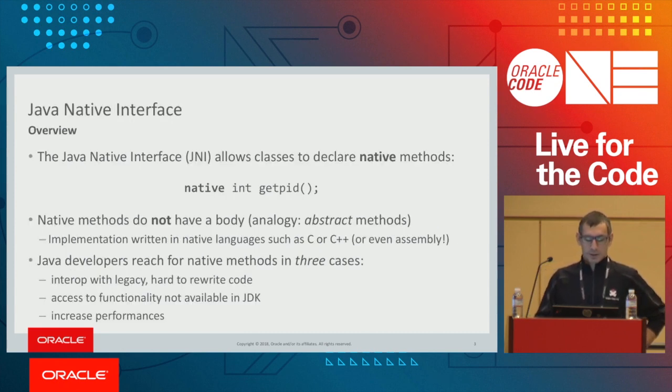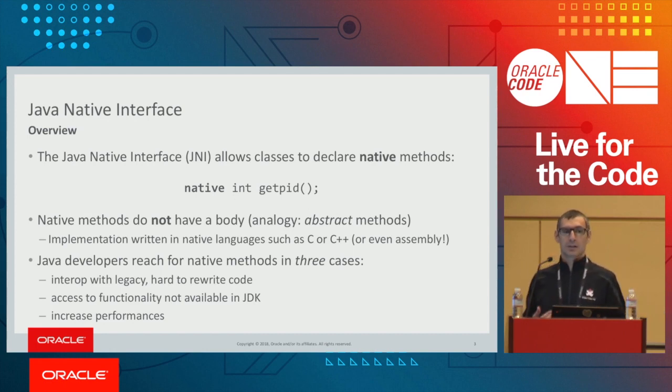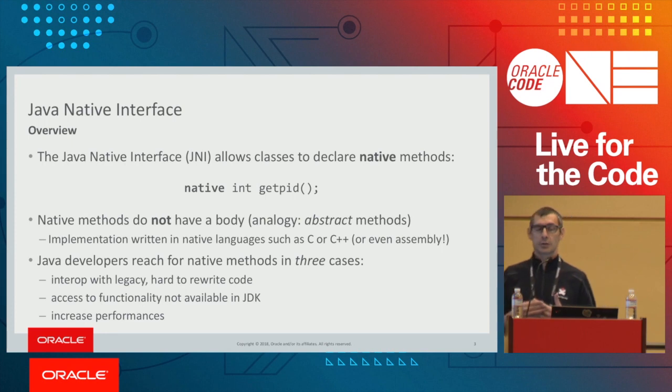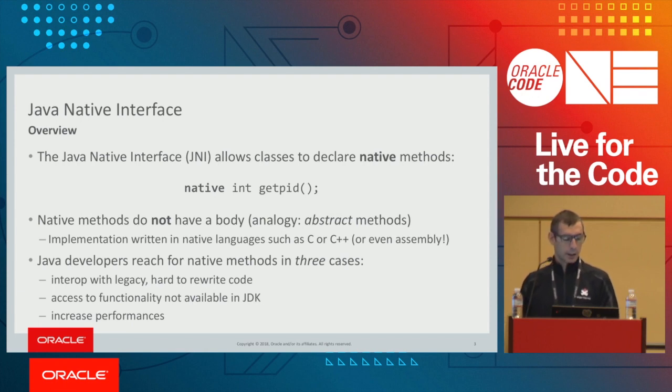So Java Native Interface allows you to declare a native method. A native method is just a method without a body. So in certain ways, it's similar to an abstract method. But the difference here is that the implementation exists somewhere, just not in Java. So the VM must be able to find this implementation by looking up some symbol in some native libraries according to some name mangling scheme. And all this process is specified by the VM specification.